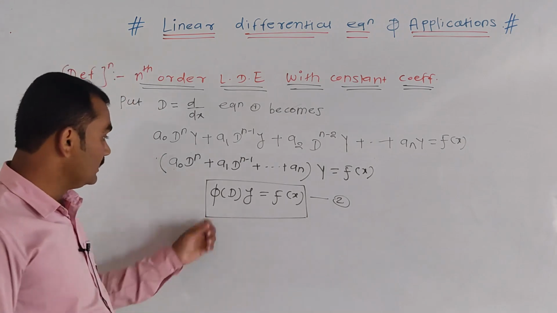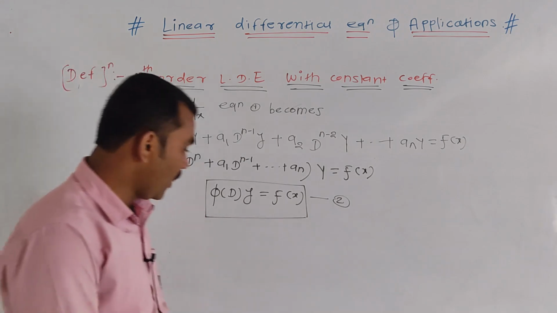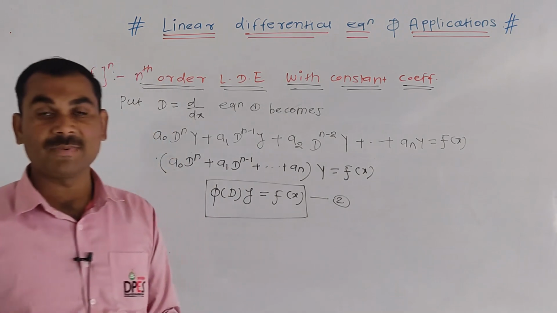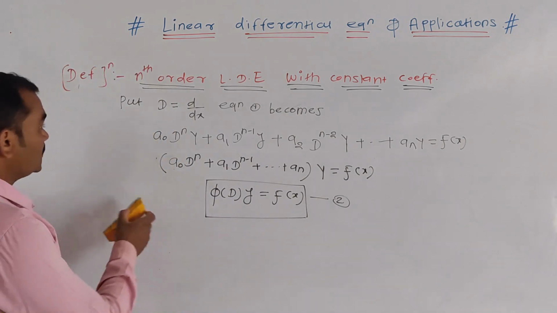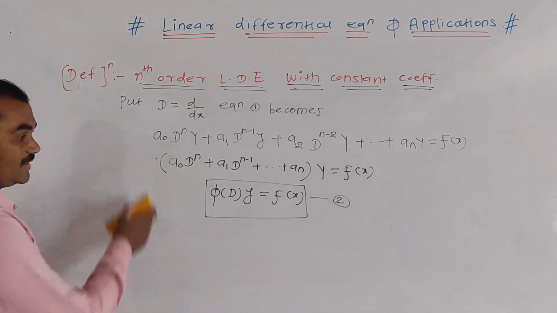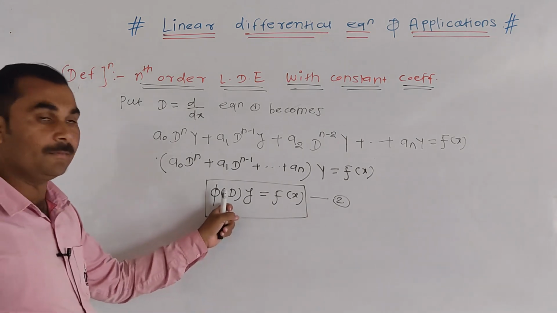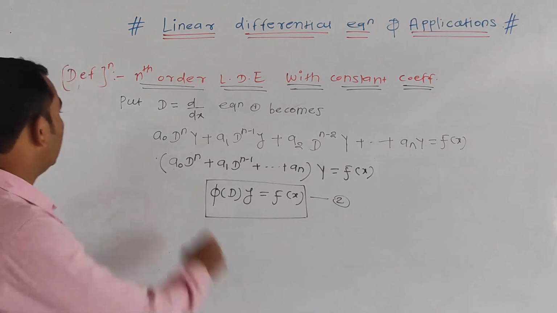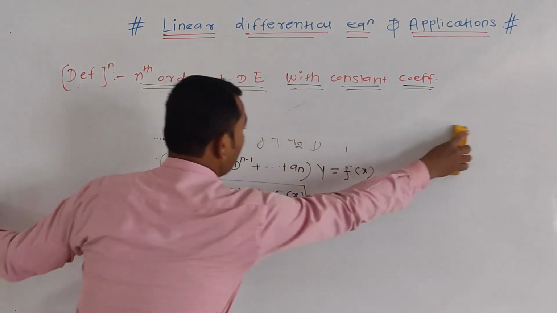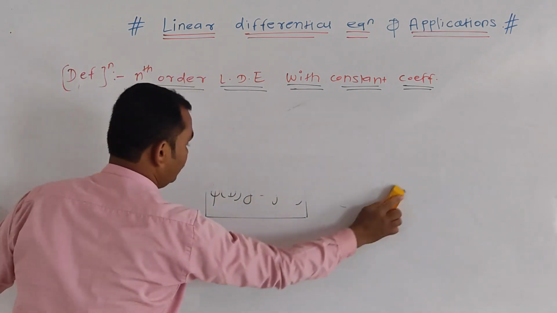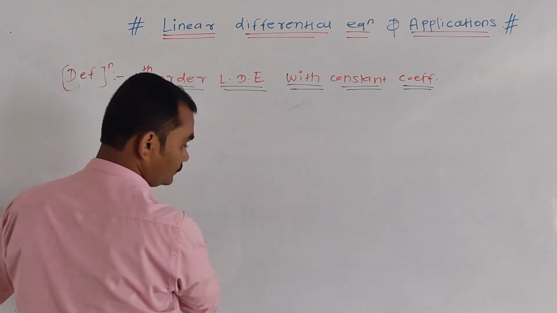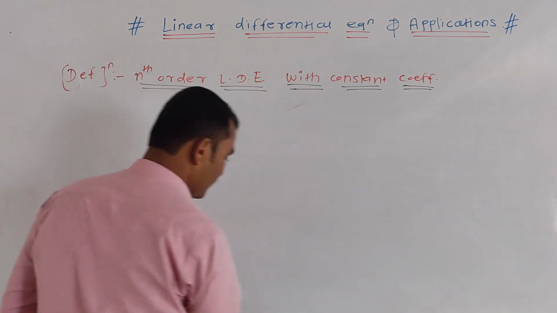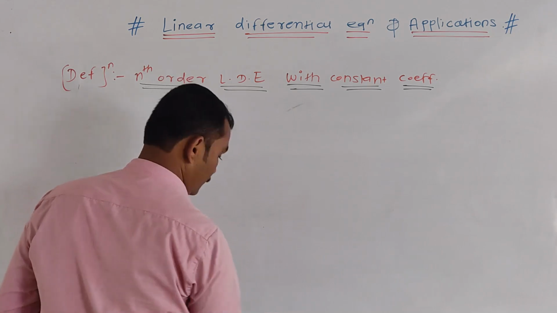Okay, now this is your equation. Now next point, the solution of differentiable equation. Okay, next point क्या जाएगा? Solution. Okay, this is definition and this is your form. Phi of D into y is equal to f of x. Okay, now solution of differentiable equation. तो क्या जाएगा?